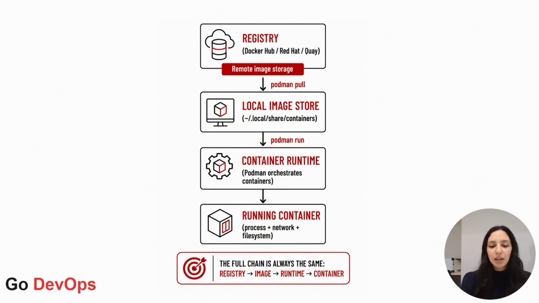So the full chain here is always the same. So we start from the registry, then the image, then the container runtime, and finally a running container. And this is the mental model you should always come back to whenever you use Podman in real environments.